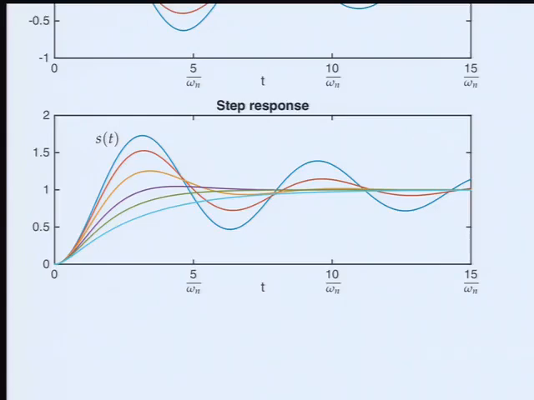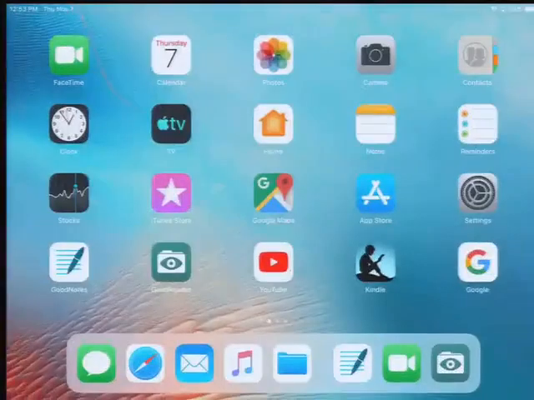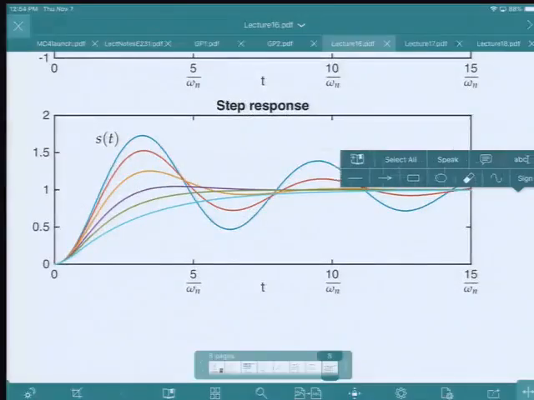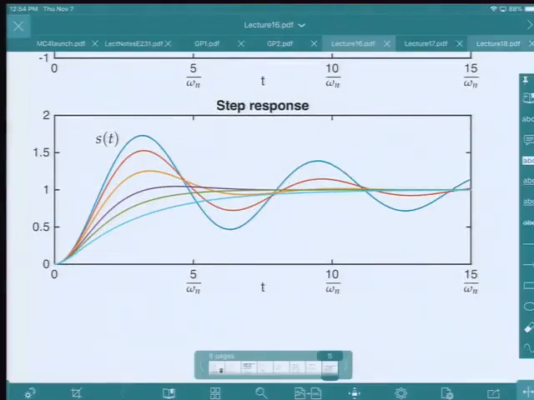Omega n is a time constant. It compresses or stretches depending on what it is. Large omega n means the poles are farther away from the origin. That means faster response. So it just compresses the step response, right? Zeta, on the other hand, defines the shape of the step response. Do we have overshoot? How much overshoot do I have? Those questions are answered by the damping ratio. And that's clear when we look at these expressions that we derived.